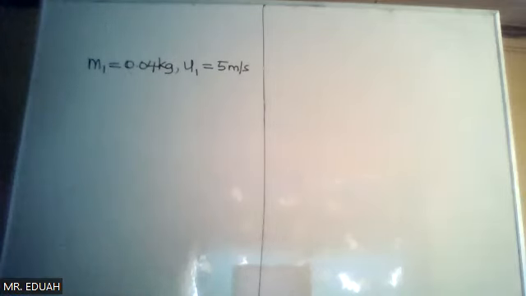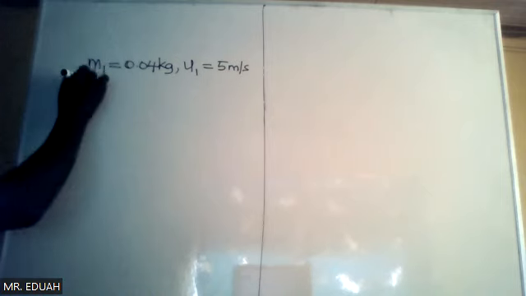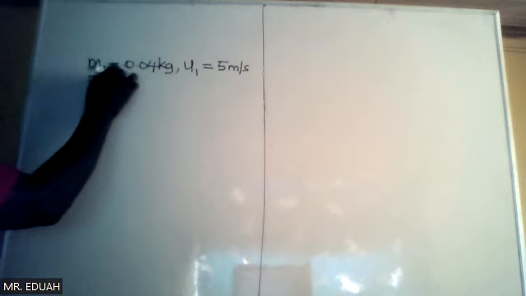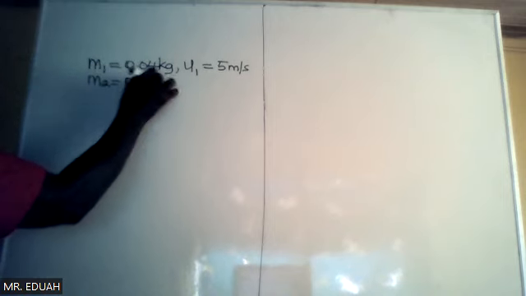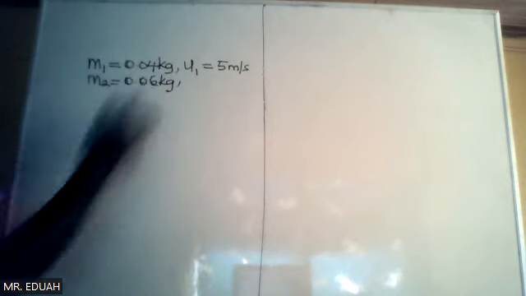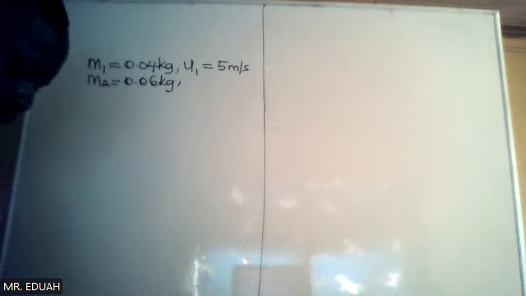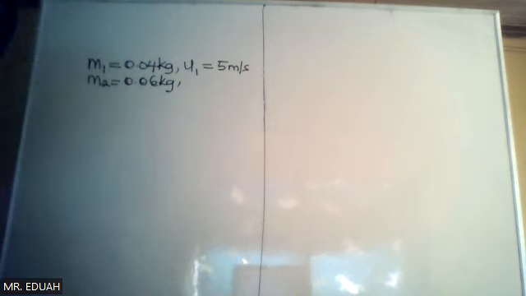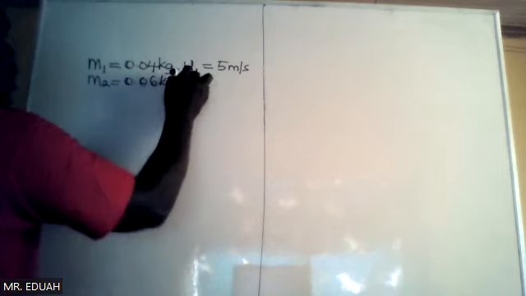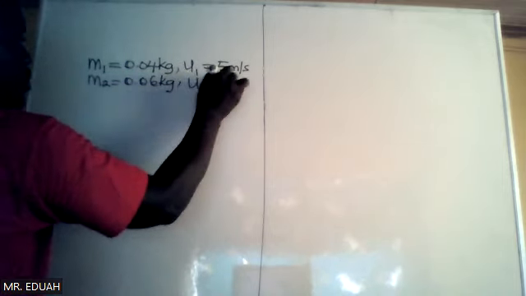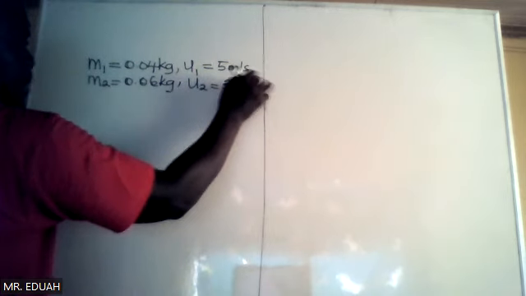M2 is 0.06 kilogram, and then the U2, you are told this is 3 meter per second.